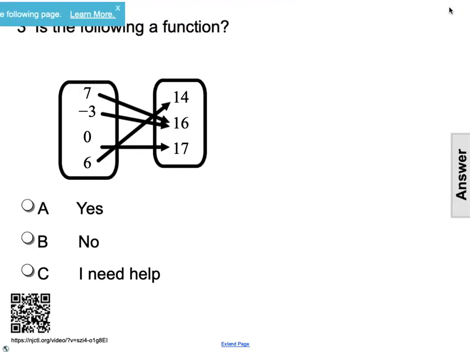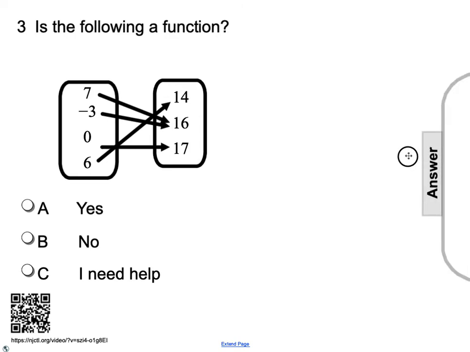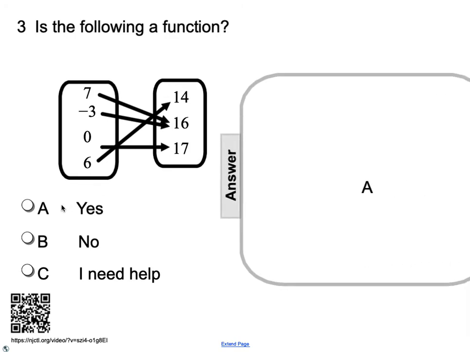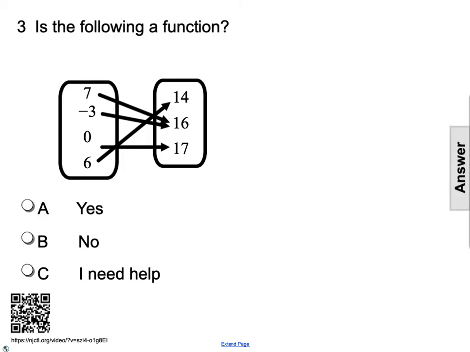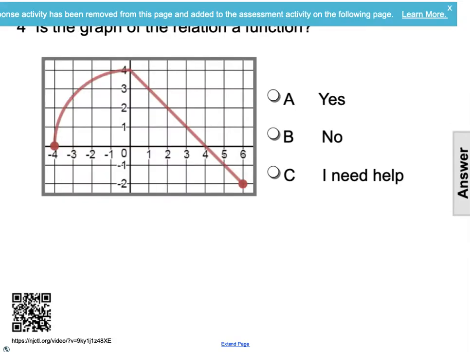Let's take a look at our next example. Again, a mapping diagram: is the following a function? Please pause the video and let's see if you can answer this question. Okay, let's take a look at the answer. The answer is A, yes it is, because each value in the domain is assigned to one and only one value in the range. Hopefully you're getting the hang of it. Let's take a look at another example.